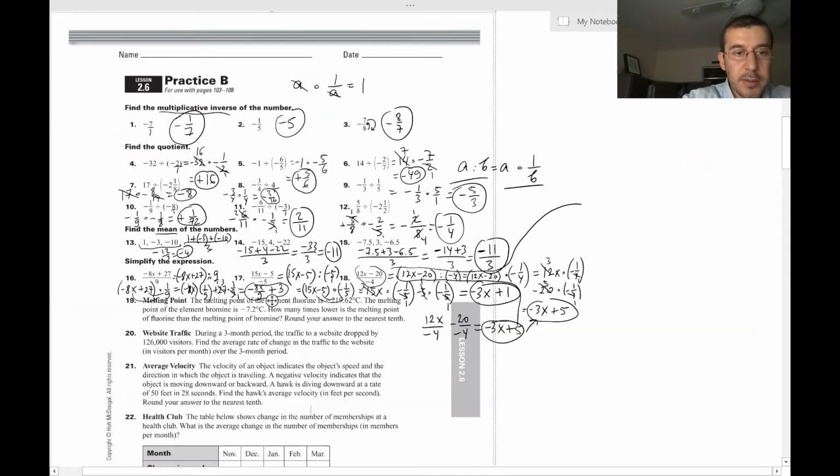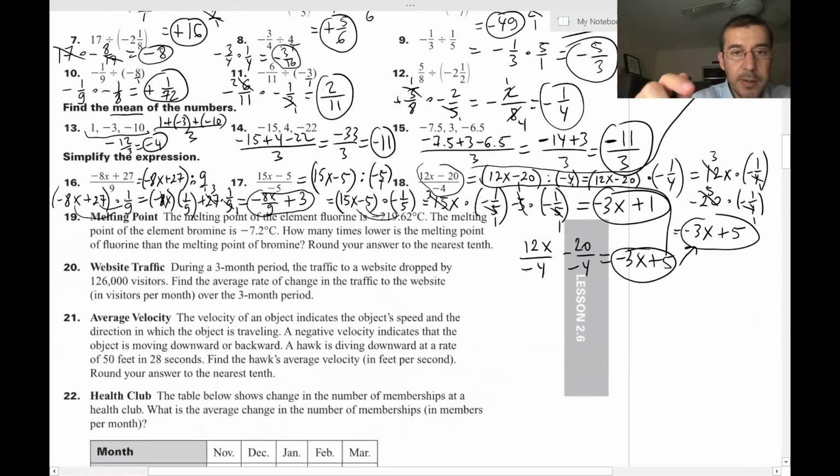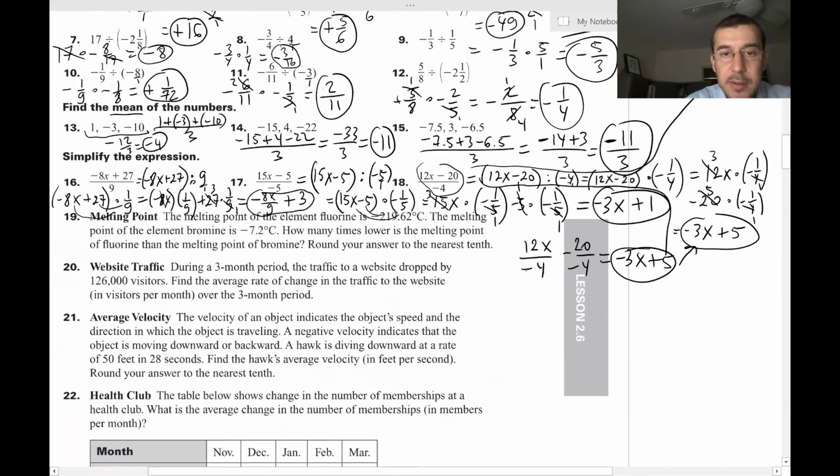Okay, 19, melting point. The melting point of the element fluorine is minus 219.62 Celsius. The melting point of the element bromine is minus 7.2 Celsius. How many times lower is the melting point of fluorine than the melting point of bromine? Round your answer to the nearest tenth.